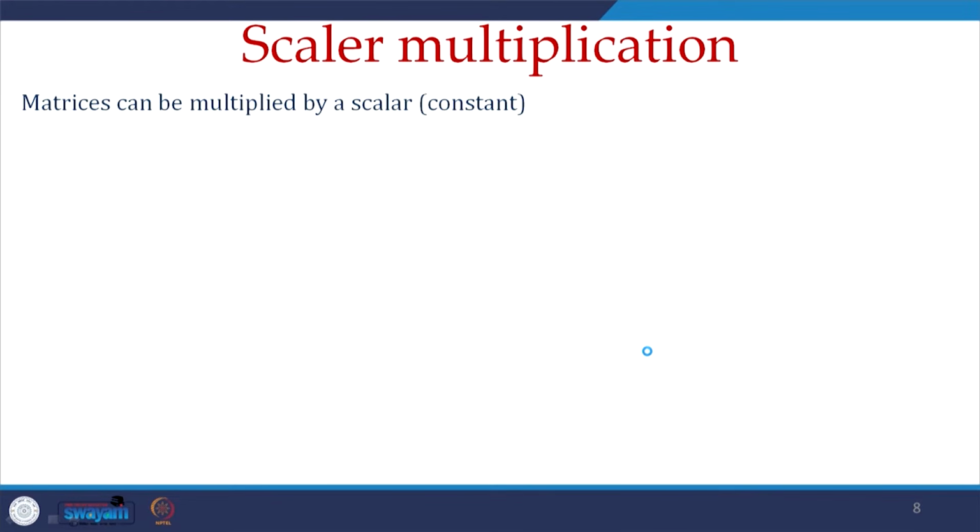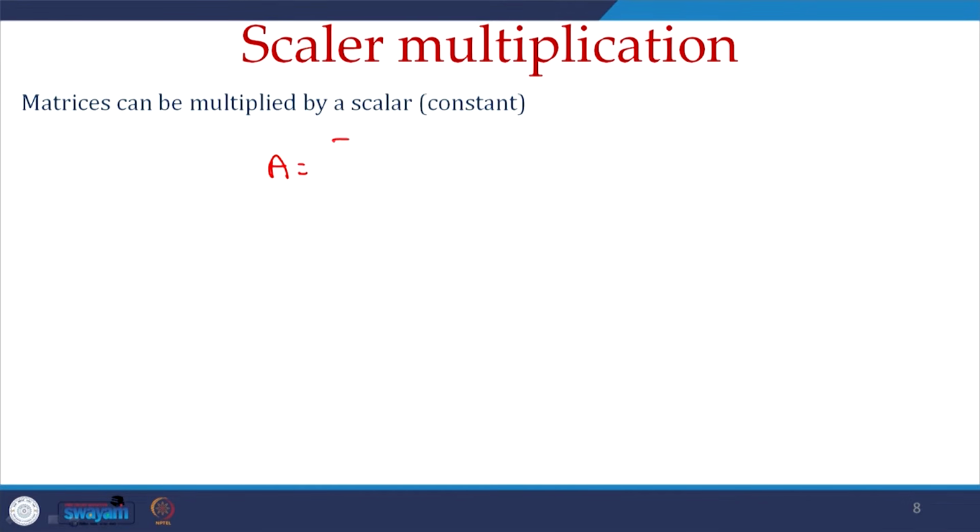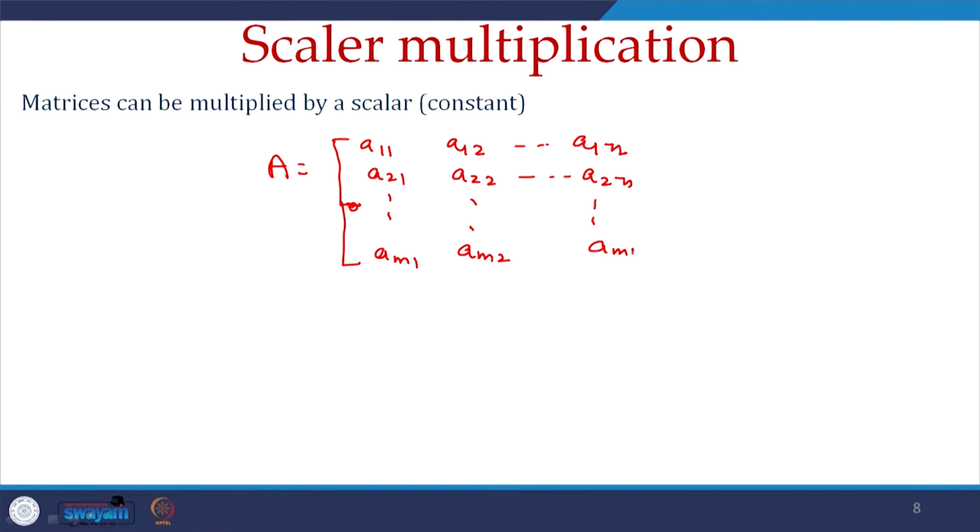Now, let us see scalar multiplication, meaning when we multiply a matrix by a scalar. Let me take a matrix A, which is A11, A12, up to A1n, then A21, A22, up to A2n, and then Am1, Am2, up to Amn. So it is an m by n matrix.